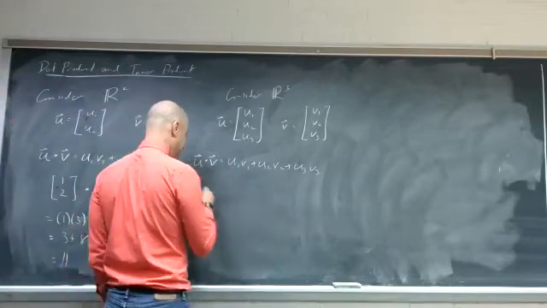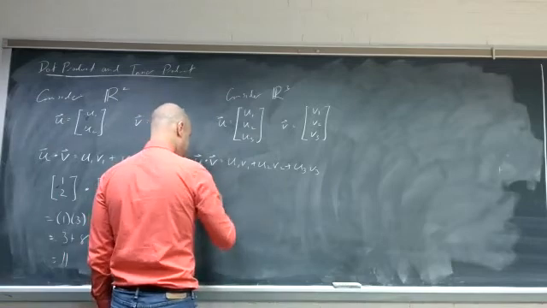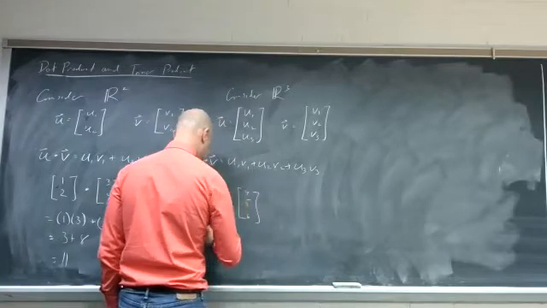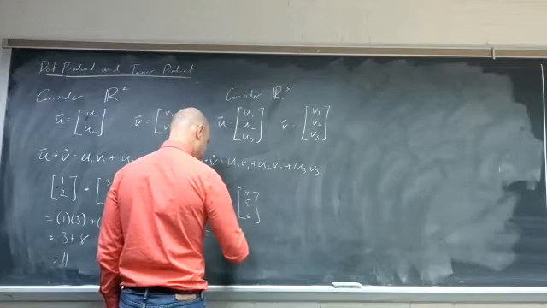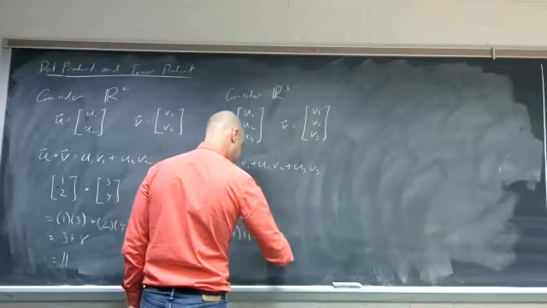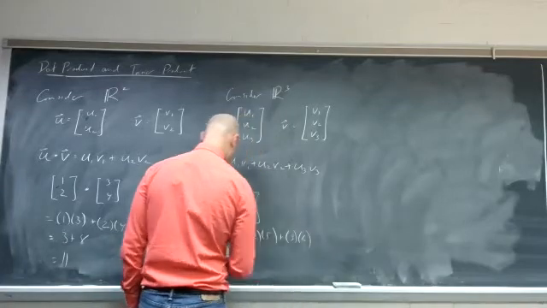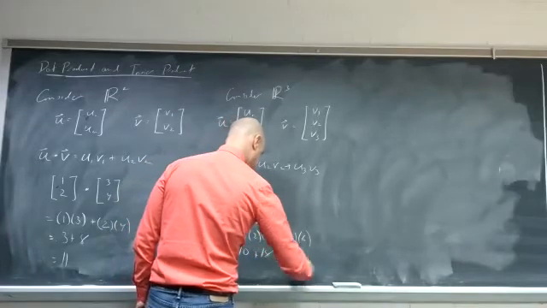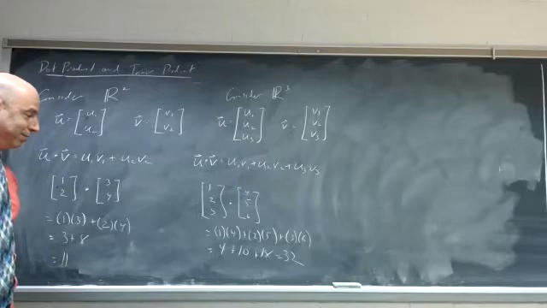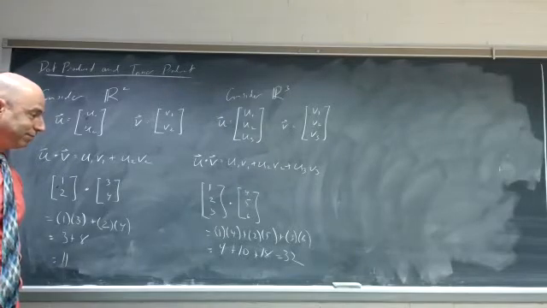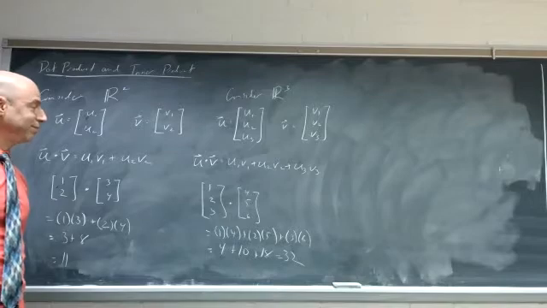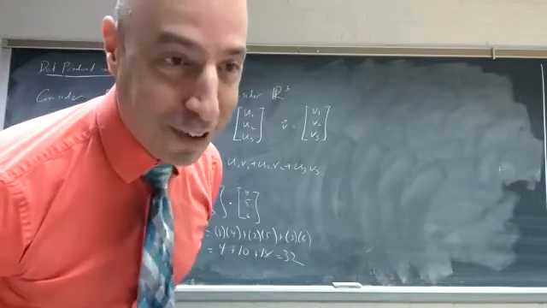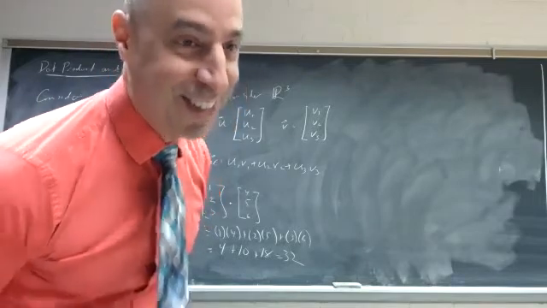I don't know if an example's worth it, but we might as well. 1, 2, 3, dot with 4, 5, 6. 1 times 4 plus 2 times 5 plus 3 times 6. 4 plus 10 plus 18, 32. So we didn't mess that up. And in R4, does anybody feel like they're not sure what to do in R4 or R5 or R6? I didn't think so.